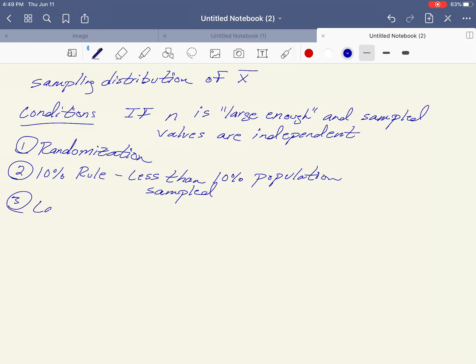And then the third condition is that we have a large enough sample. So typically, if the shape of the sampling distribution already looks normal, you can get a sample of any size. But typically you need at least a 30 or maybe something larger. So this is the rule of thumb we use, and we will get more specific later, okay?